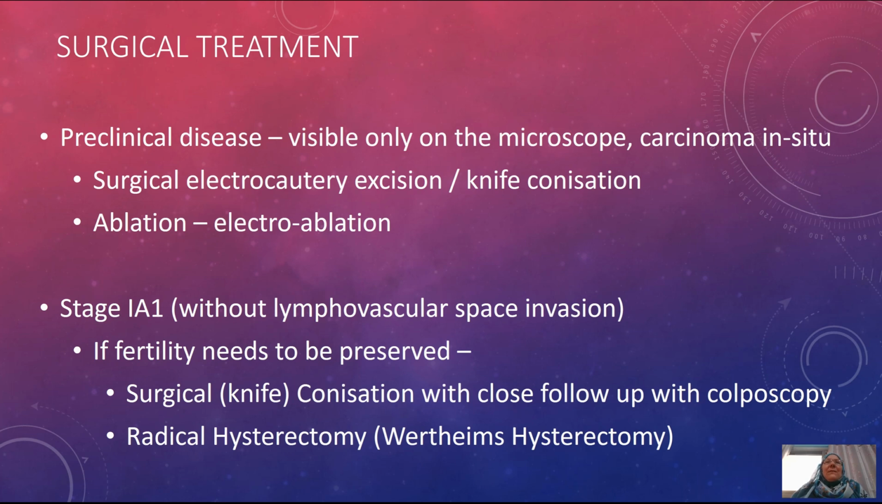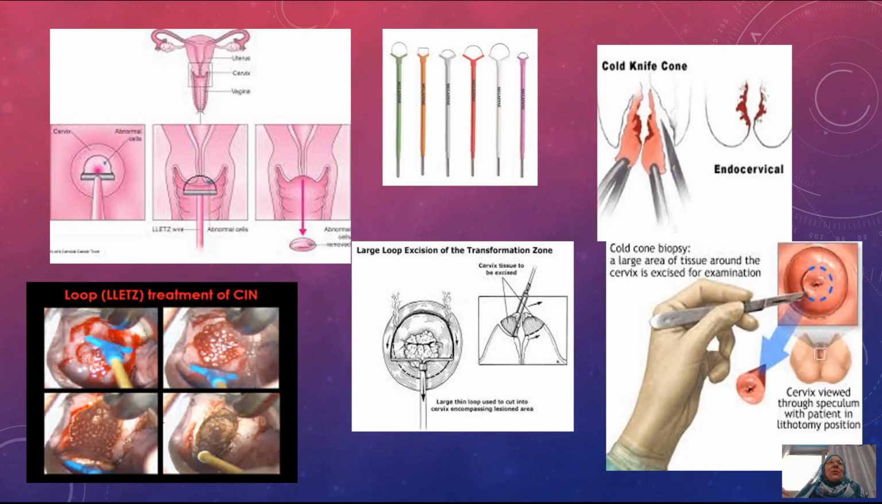Preclinical disease, which is only visible on the microscope, or carcinoma in situ, can be treated by large loop excision of the transformation zone, and this can be done even in outpatient clinics and is often done in colposcopy clinics. This is done with this loop device. I have already shown it to you in our lecture on cervical screening, which has an electric current going through and can remove preclinical lesions very easily and effectively.